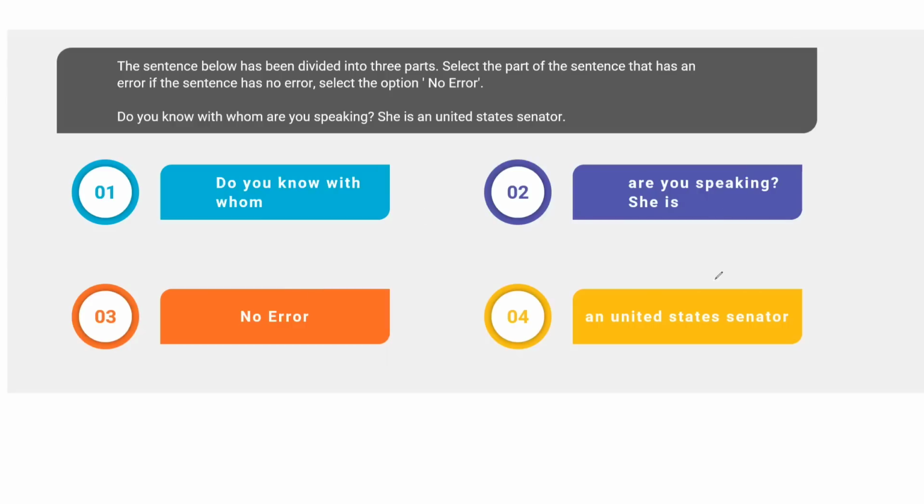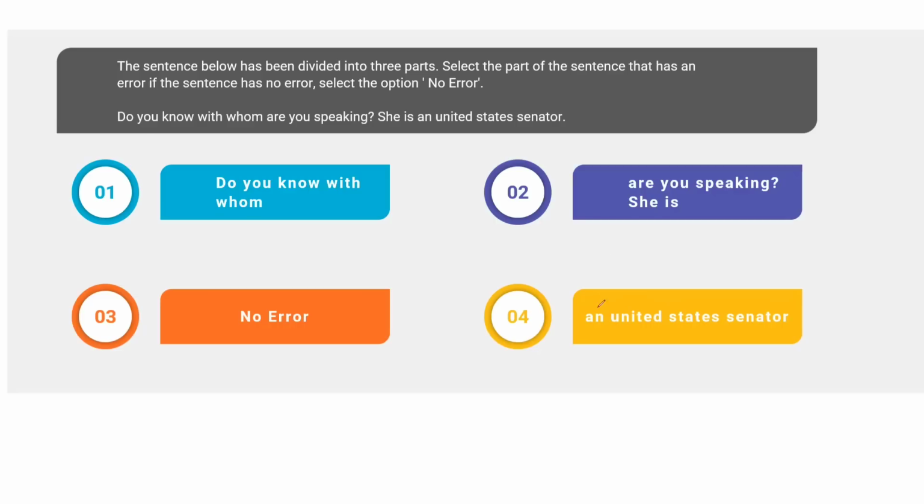So, which of these parts has an error? That's the question. Now, it's very easy. Always remember that you have to think twice before choosing the option as no error. You can always start by checking your options with tenses and articles, which are the very basic forms of errors that can be found in sentence correction.